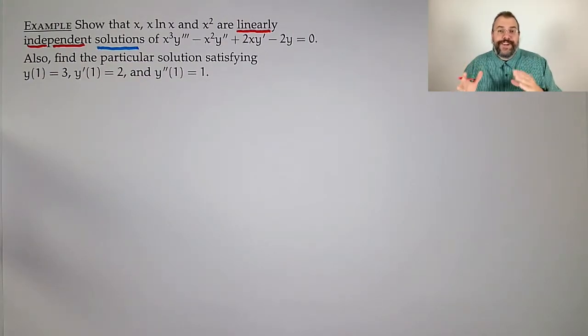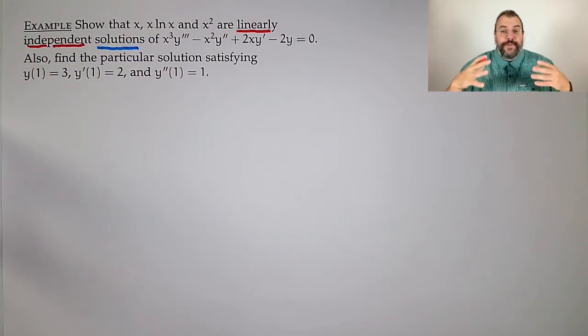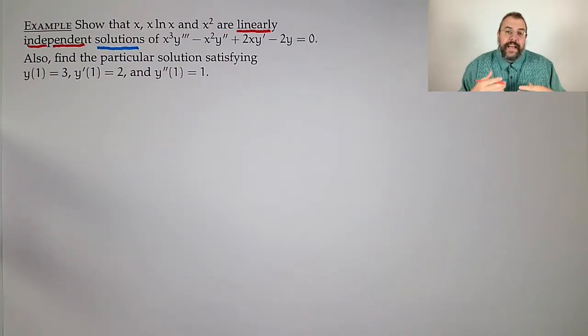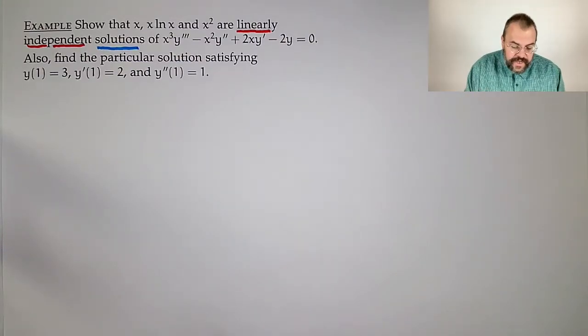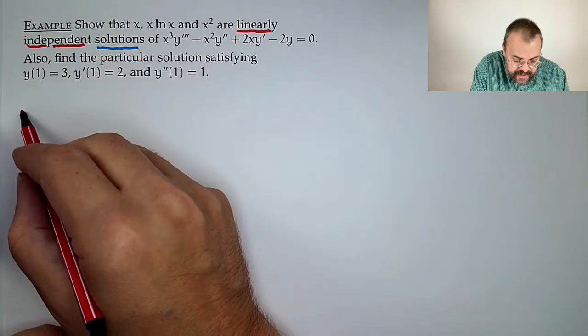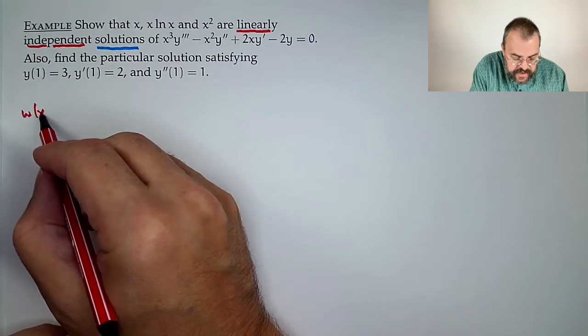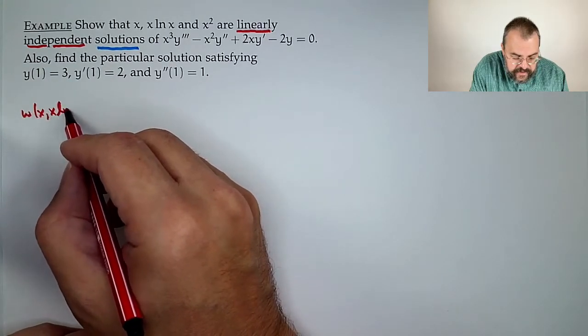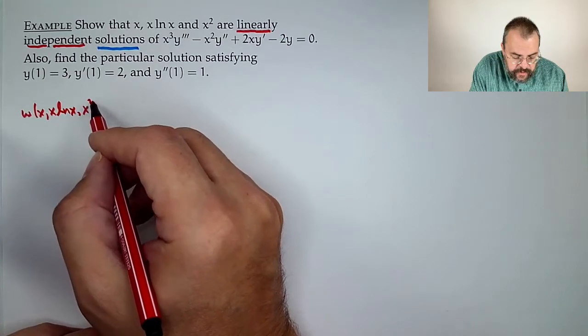And let's use the tool we talked about last time. You might recall that we learned something called the Wronskian. And the Wronskian is this wonderful tool that can help you check if something's linearly independent or not. I have the technology. So let's do that. So here we go. We're going to take the Wronskian of these three functions: x, x log x, x squared.